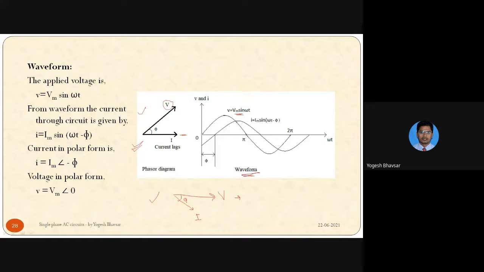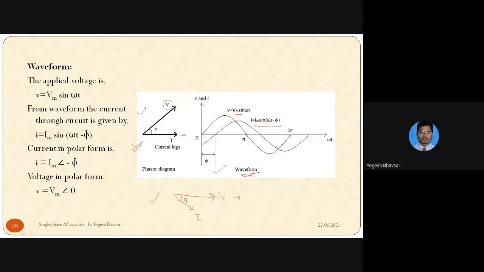So starting from 0, V is equal to Vm sin omega t. Then current is lagging voltage by angle phi. So I is equal to Im sin(omega t minus phi). We don't know the value of phi. We can calculate it by tan inverse of XL by R. So Im sin(omega t minus phi).